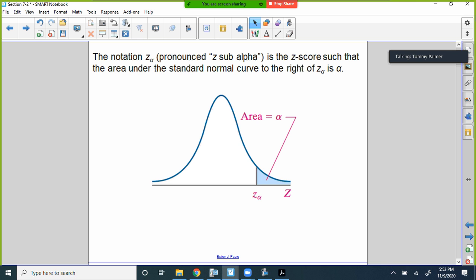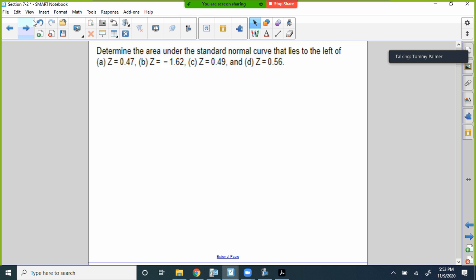All right. Now, let's go have some fun, because really that's all of the content for 7.2. Let's go see how we're going to apply it when it comes to homework problems. The first homework problem says, determine the area under the standard normal curve that lies to the left of z equals 0.47, right?